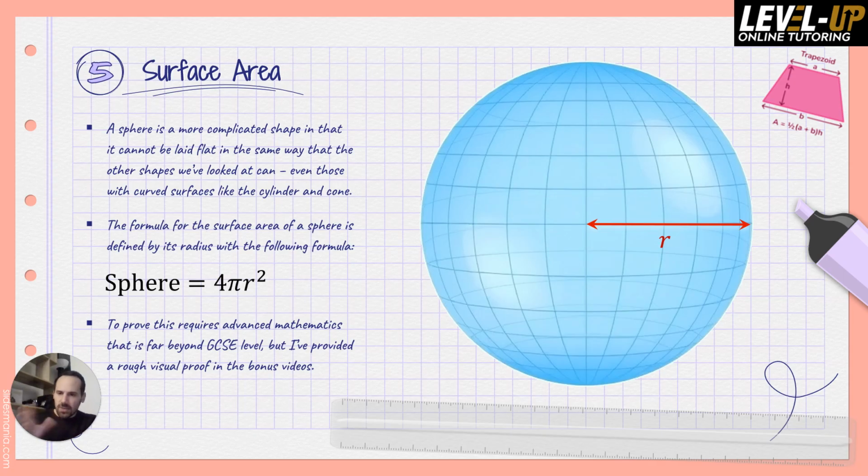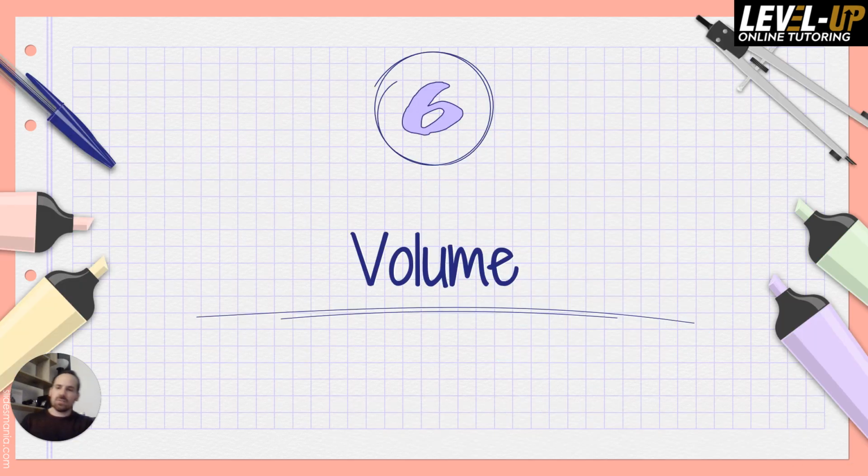I've tried to give a very simple visual proof in some of the bonus material, but there's only so much I can do with this, because proving, say, the surface area of a sphere is very much university-level mathematics. But that's the formula, 4 pi r squared, that we need to be familiar with. So let's look now at volume.